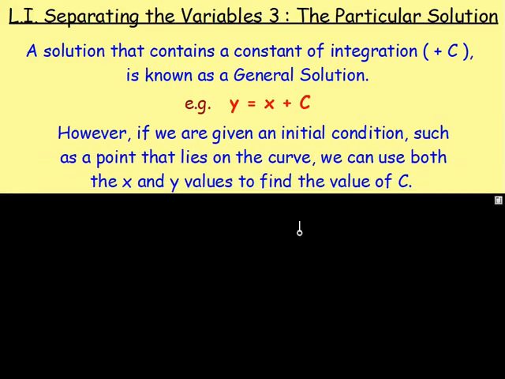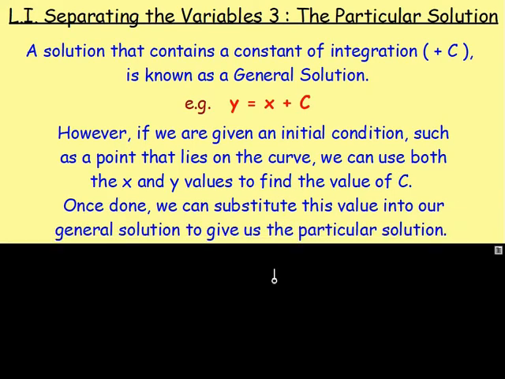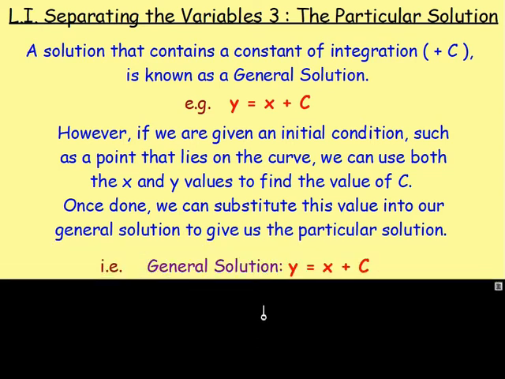and if you have that, well, your point will have an x and a y value. You could sub them into your general solution and that will let you find the value of c. If you do that and you find out what c is, well, then you can sub c into the general solution and you will have what is known as the particular solution.